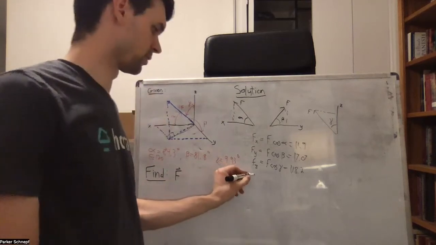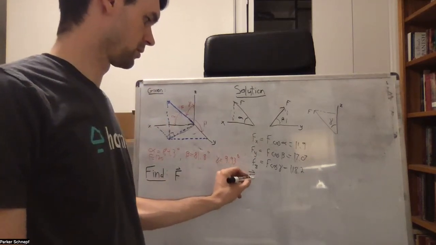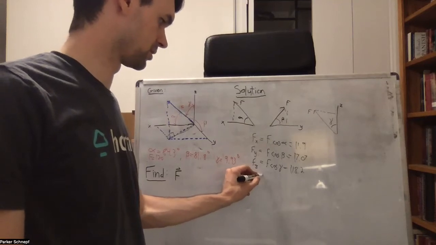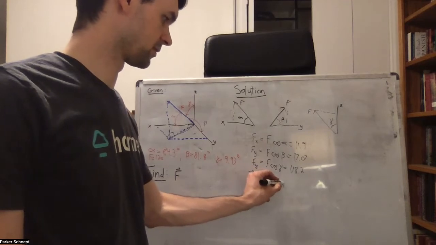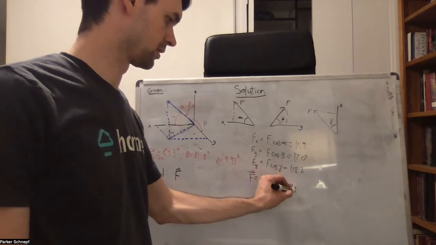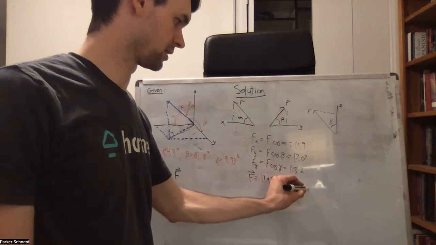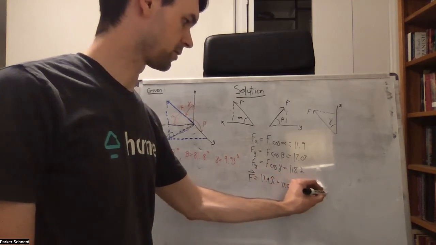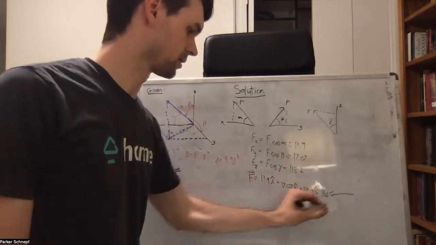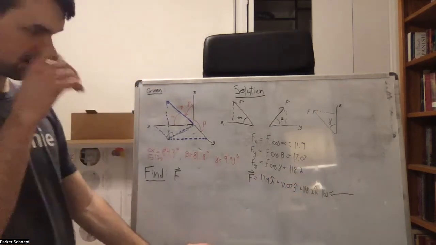So I'll write again, if I wanted to write this as an actual vector notation, I could say 11.9 i hat plus 17.07 j hat plus 118.2 k hat pounds. So that's the final answer we're looking for.